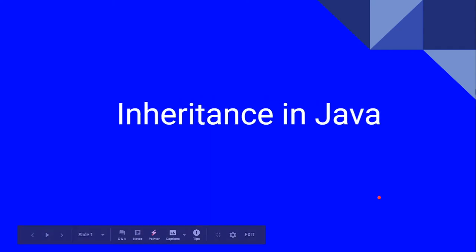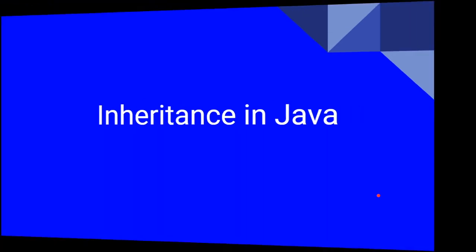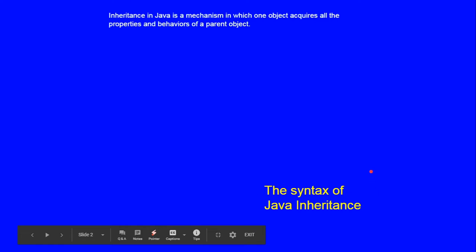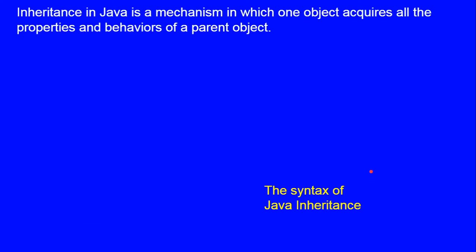Hello everyone, in this video we are going to see about inheritance in Java. As the term implies, inheritance is the qualities that are derived from the parent to the children. That is, inheritance is the derivation of qualities from one level to the other level.